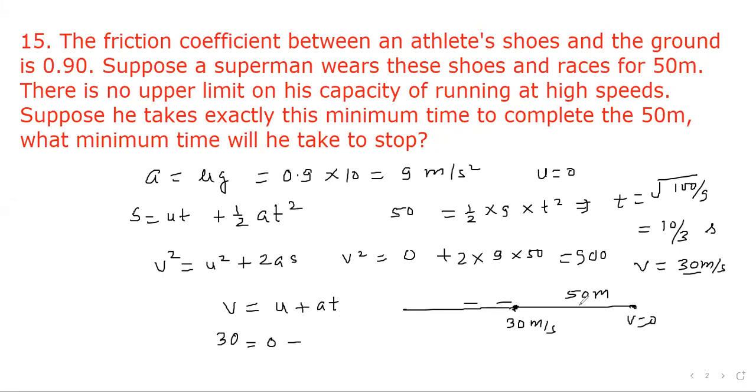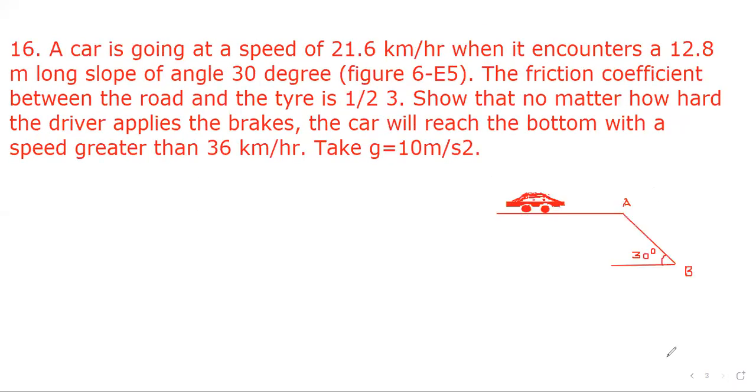And a we have to take negative. So this will become 0 equal to 30 minus 9 times T, sorry, a is 9, not 10 by 3. It is 9 times T. Our concern is to get T. So T will be 30 by 9, which is 10 by 3 second. Now, let's go to the next question.